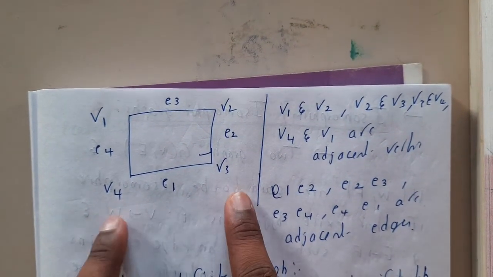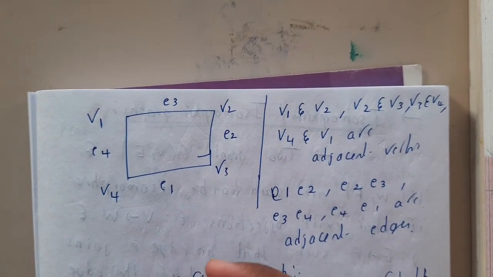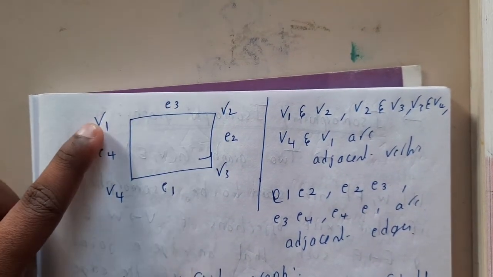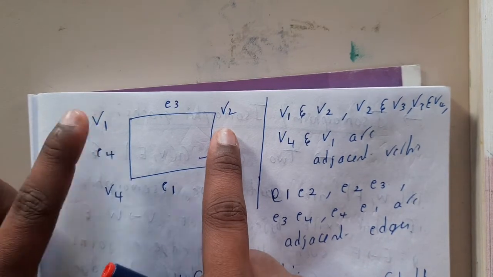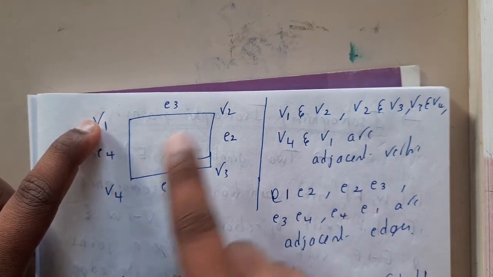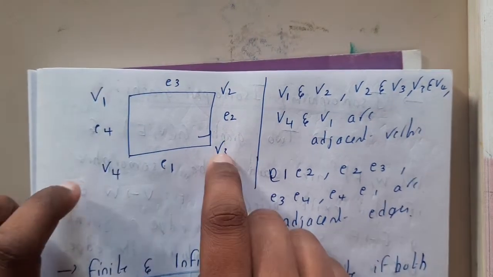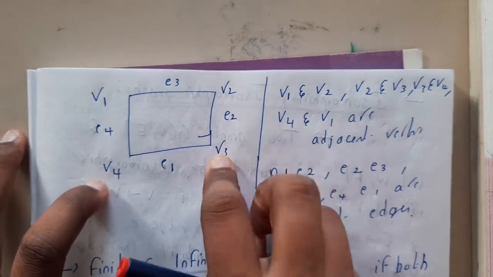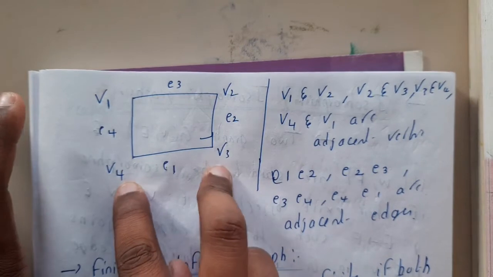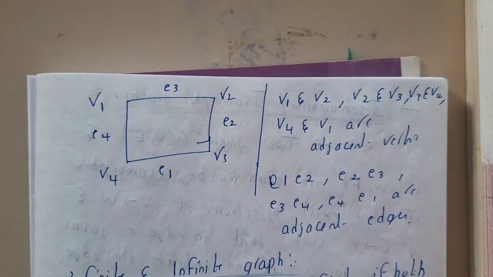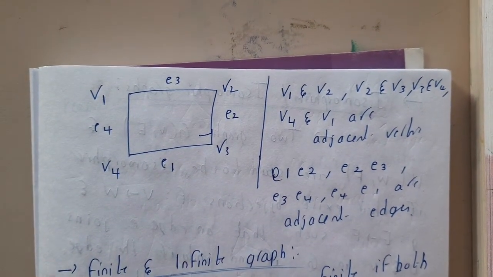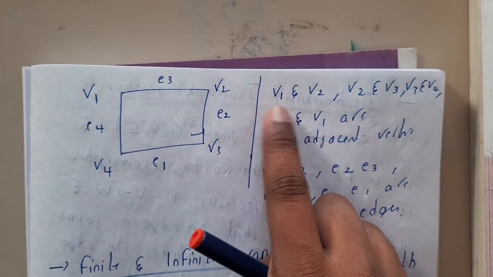So if you take a small example, here we drew a small graph. If you observe here, what are the adjacent vertices? V1 is adjacent to V2, V1 is adjacent to V4. V2 is adjacent to V1 and V3. V3 is adjacent to V4 and V2. V4 is adjacent to V1 and V3, right? So there is no need to write them in ordered pairs. You can just write them in this way.